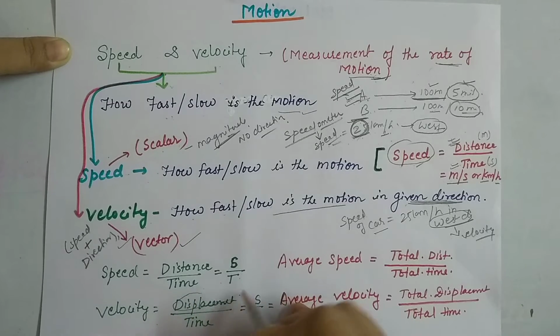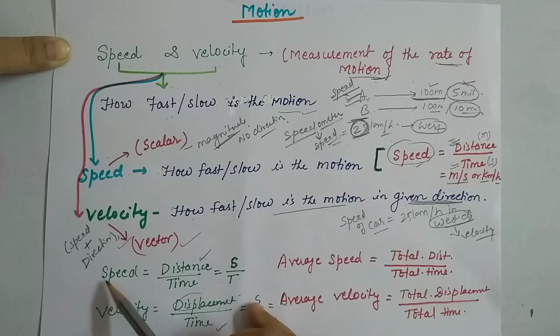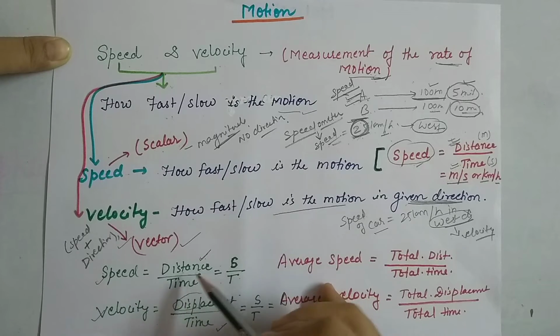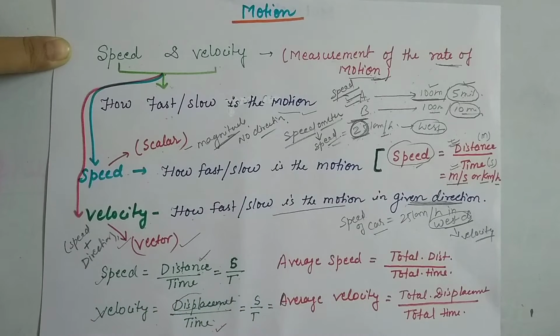Displacement is the same as the distance when we take the magnitude, per unit time. So displacement by time. Here, for speed, we take distance, which is a scalar quantity. Velocity is your displacement, which is a vector quantity, divided by the time. So by these two formulas we can calculate the speed and velocity.